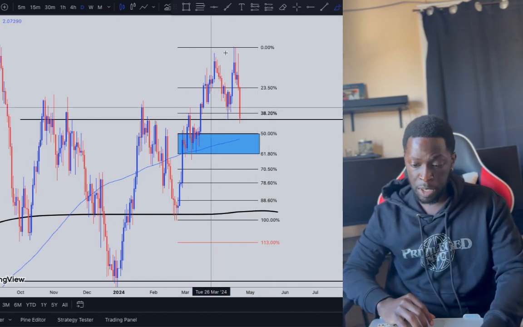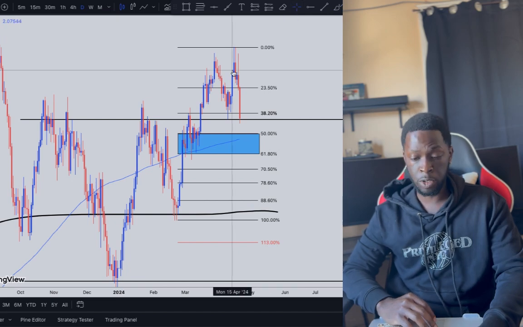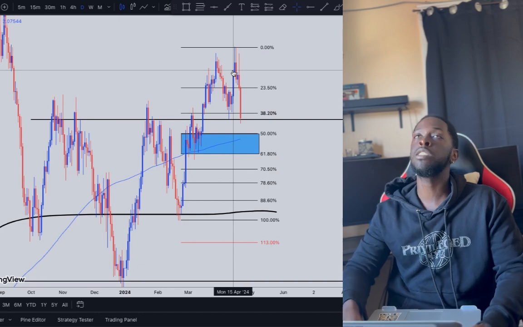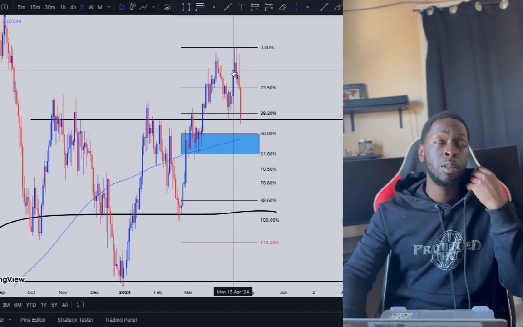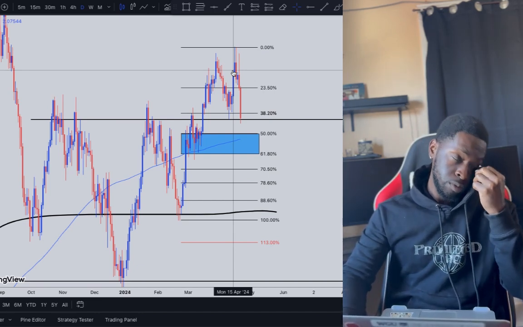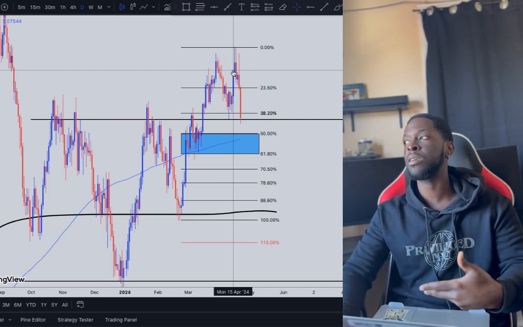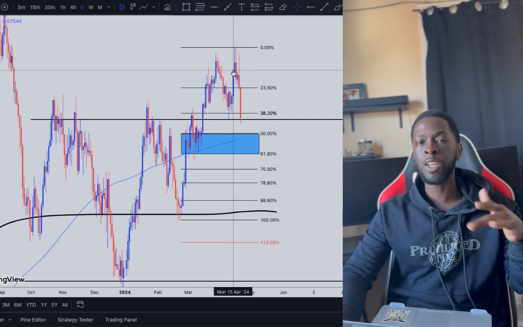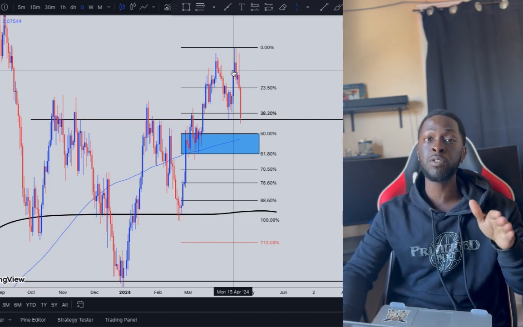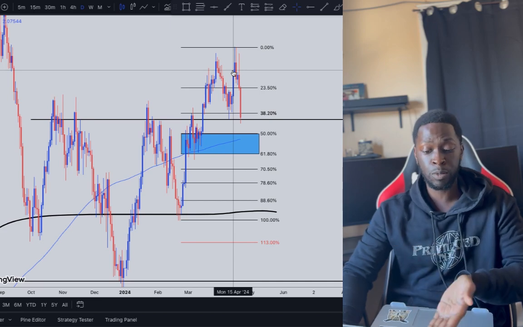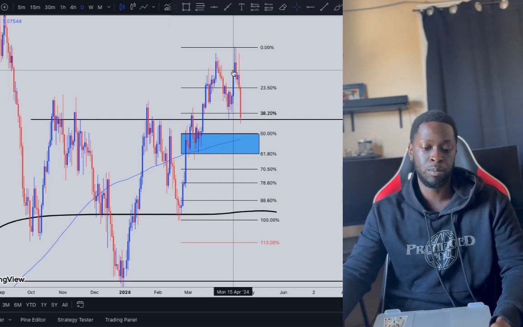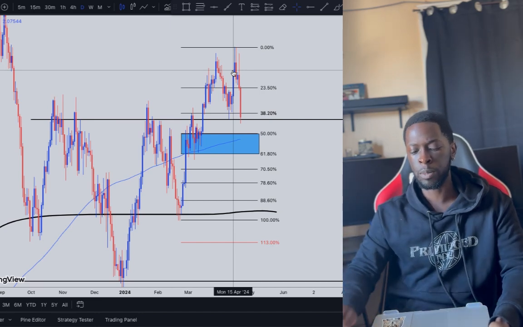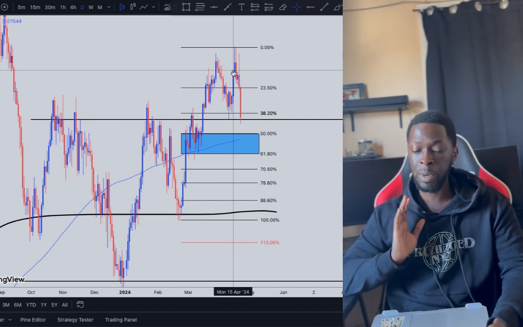We also have something I like to look for for my precise entries, which is the tap on the 200 MA. It is probably the most useful thing for identifying when a pullback is going to occur, where the pullback is going to occur, entries, exits. The 200 moving average is my personal favorite. That's why you can only see the 200 moving average, because I really don't use anything else besides that. Sometimes I use the RSI, but we're not going to talk about that much.